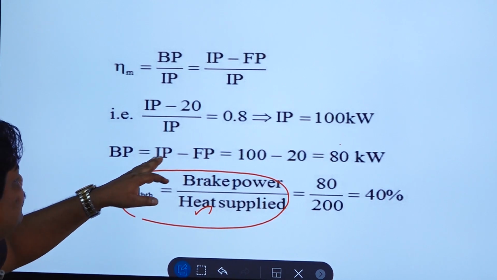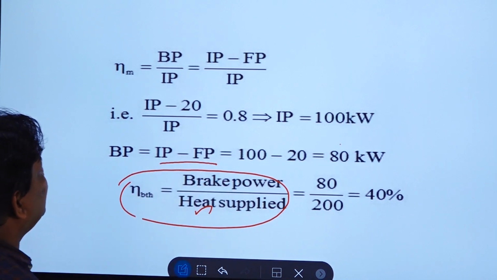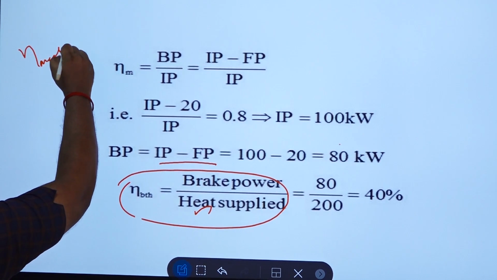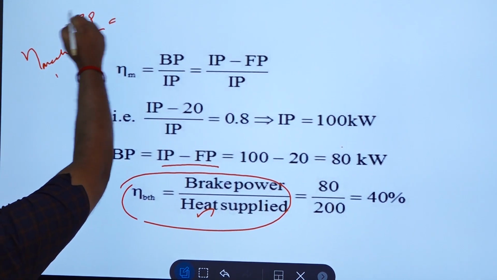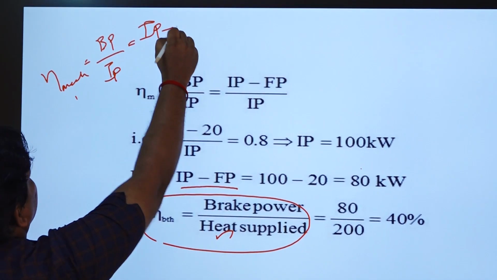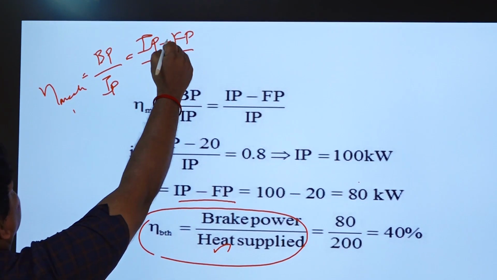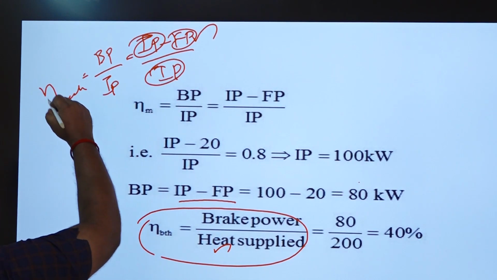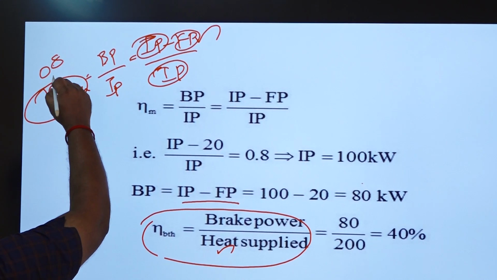So brake power, you know, is indicated power minus frictional power. From this, mechanical efficiency is brake power by indicated power. Already we know that this brake power is equal to indicated power minus friction power, divided by indicated power. So this is known to you. So the only unknown will be this indicated power, because this mechanical efficiency is given to you, that is 0.8.